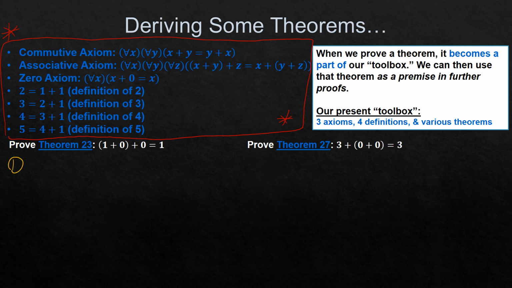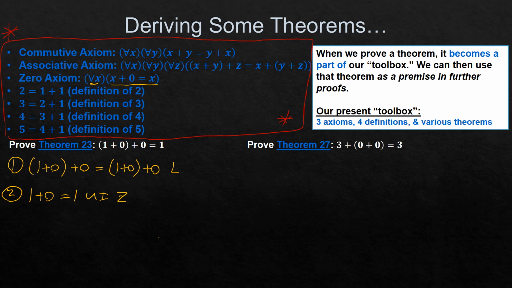And so for line 1, we'll say that parentheses 1 plus 0, close parentheses, plus 0 is equal to parentheses 1 plus 0, close parentheses, plus 0. And that's a logical truth. It's a tautology in the sense that something is identical to itself. But now we can resort to that 0 axiom. For all x, x plus 0 is equal to x. And we'll substitute 1 in for x. Hence for line 2, we'll just say that 1 plus 0 is equal to 1 by the universal instantiation of the 0 axiom with x being equal to 1.